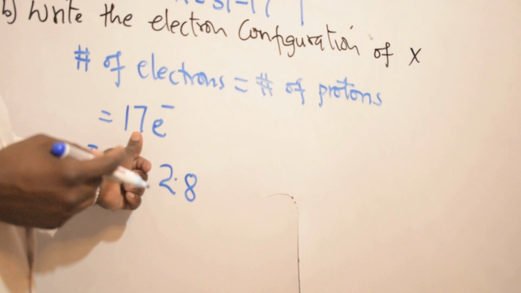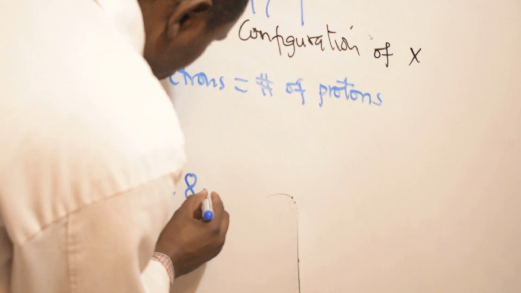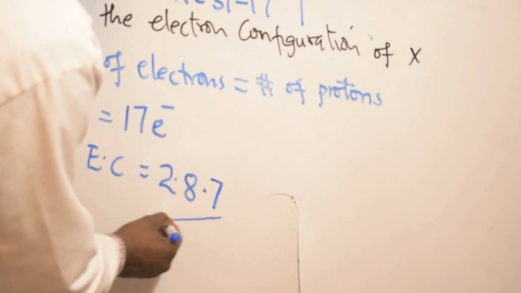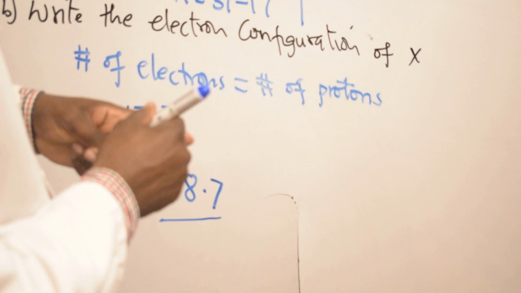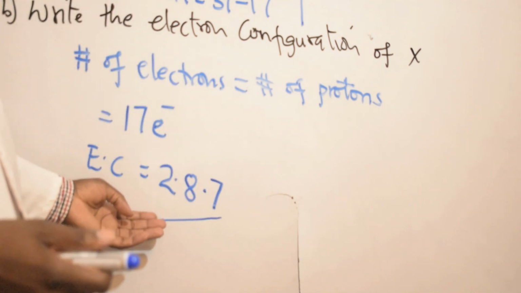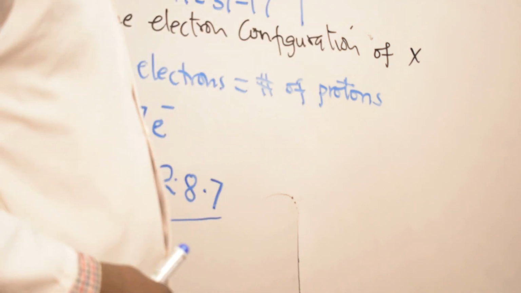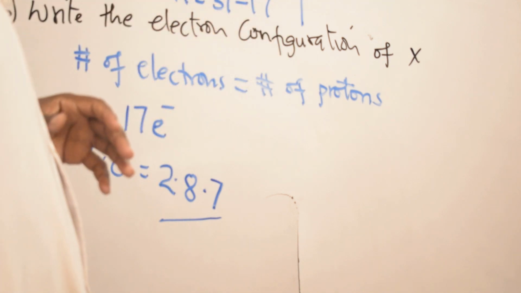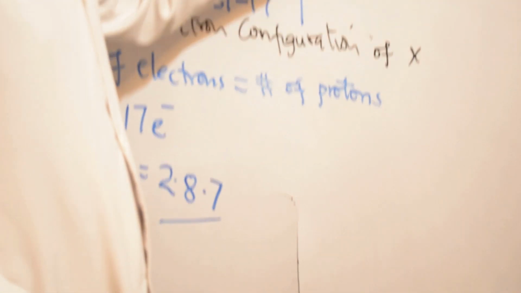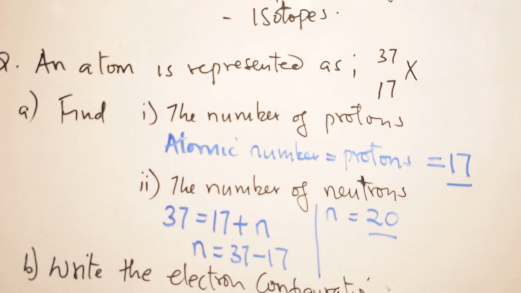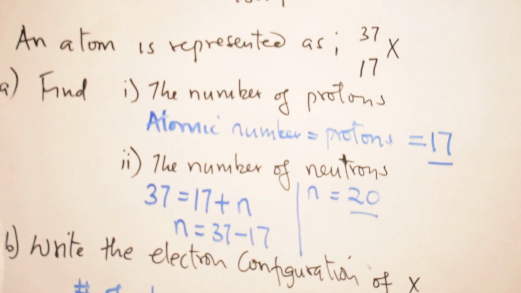7 remains. And therefore, the 7 here will occupy the third energy level. And therefore, that will be the electron configuration of X. So basically, this is what we're talking about as far as our representation of an atom is. We need to understand each of these values so that if a question comes, we are able to handle it. That's what we are actually talking about.